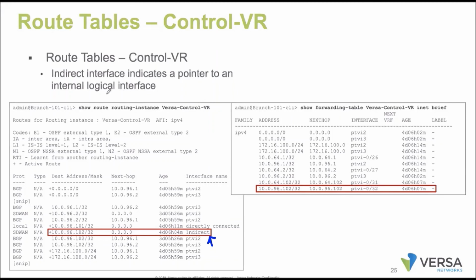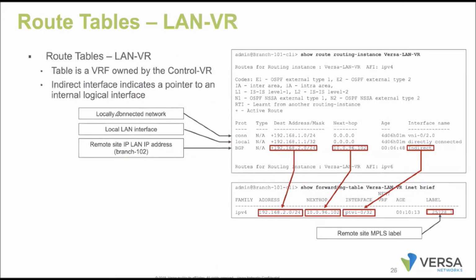Indirect will always point towards the logical tunnel interface, which is nothing but the dynamic tunnel. If you examine it carefully on the LAN VR, this will be the interesting part to understand how the overlay is decided. So I'm going to show routing instance Versa LAN VR. I'm verifying at the LAN VR.